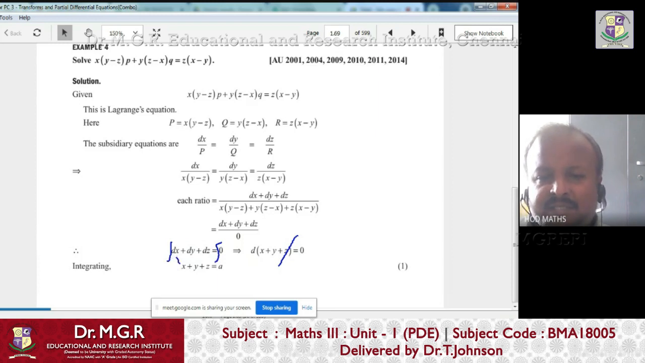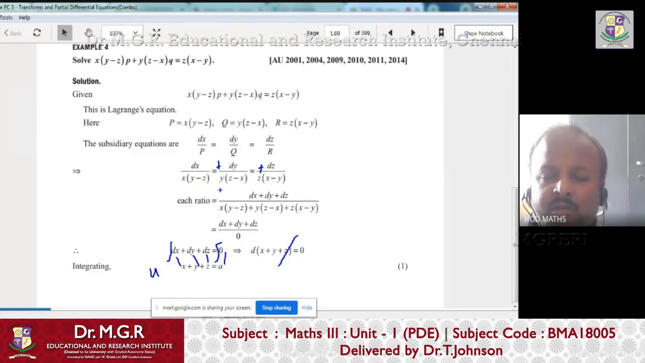Integral of dx is x, integral of dy is y, integral of dz is z, and if you integrate a constant, you will get a. So this is nothing but u. So how did you get u? By simply adding all these three equal ratios, and then you get the denominator 0 by adding all the denominators.